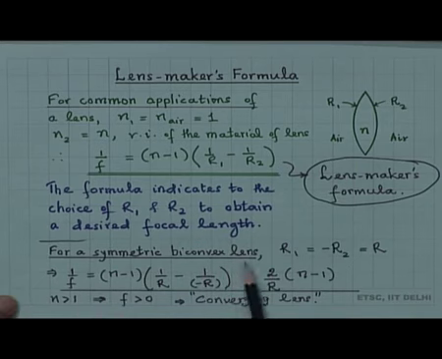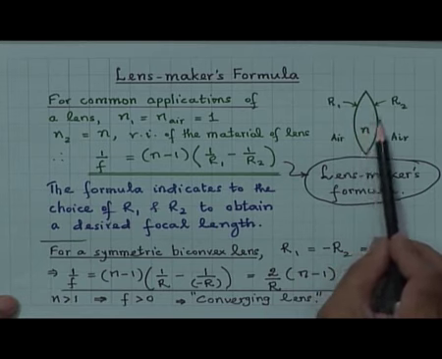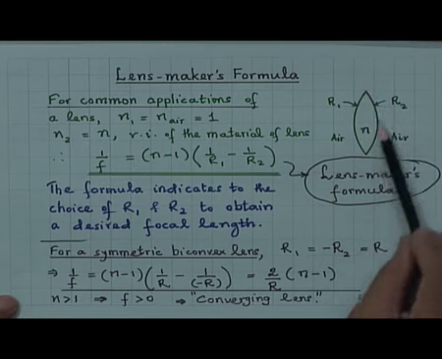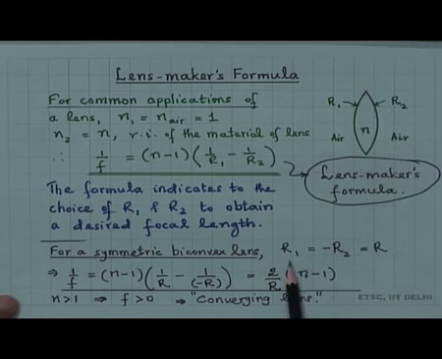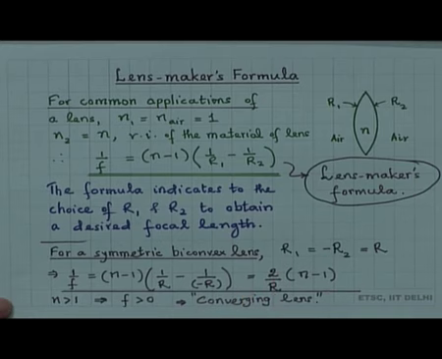For a symmetric biconvex lens, symmetric means both the radii of curvature are the same, which is R1 is equal to R2. Of course, R2 is with a negative sign, and therefore R1 is equal to minus R2, equal to R. So it is a symmetric biconvex lens. Then we substitute in the formula: 1 over f is equal to (n minus 1) into (1 by R minus minus 1 by R), which is equal to 2 by R into (n minus 1).